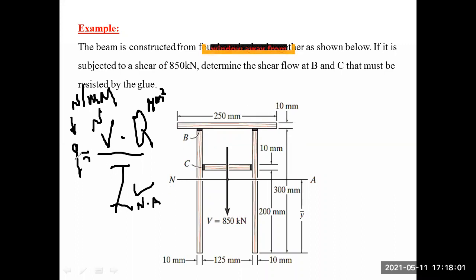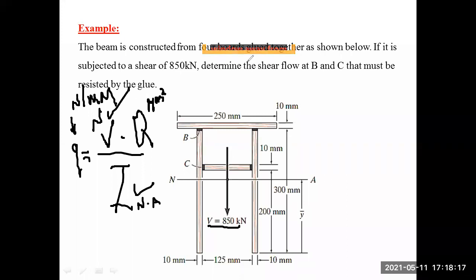Now what do we need to solve the problem? V, do we have it? Yes, I have V. What is left is only Q.